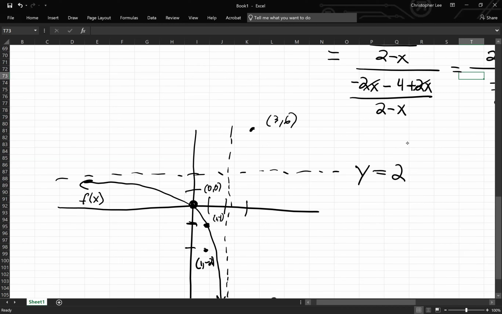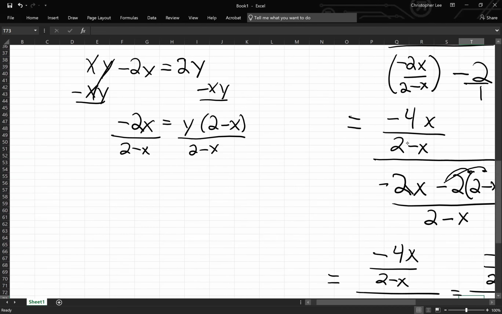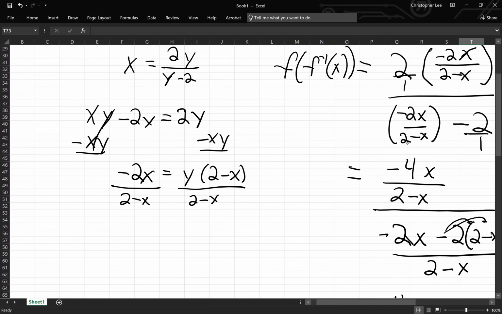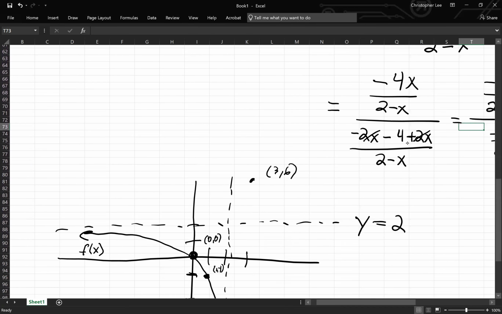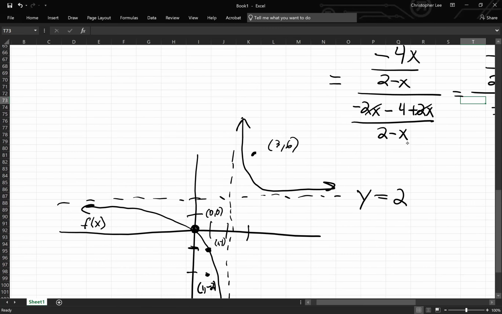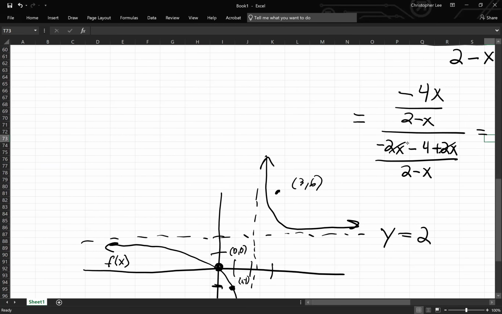Let me try that one again. Plug in one. I get -2 over +1. So at one, it's -2. Hmm. I feel like this is going to be an inverse that's going to do something like this, but I'm trying to shape it out. It should do something like that, actually.